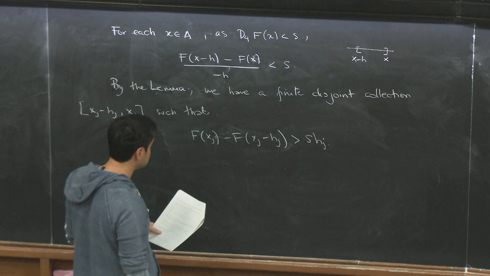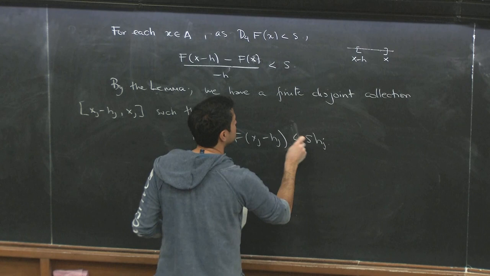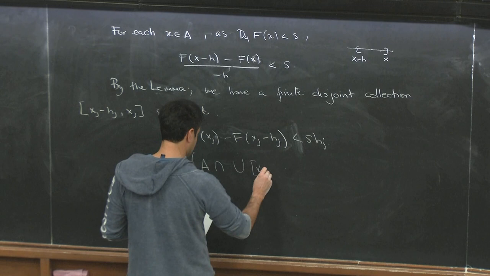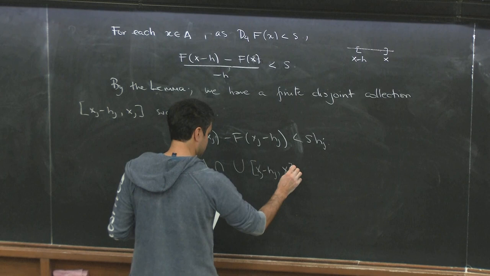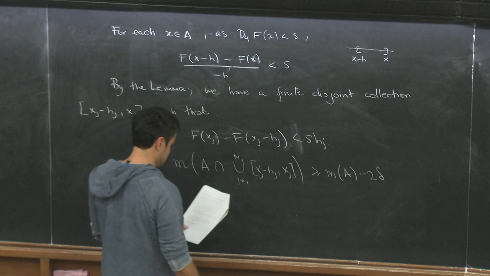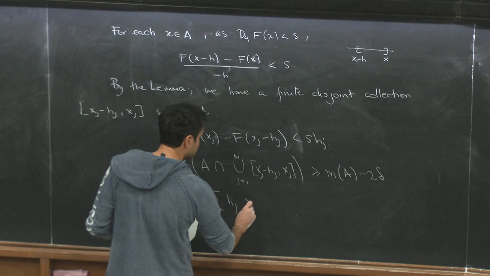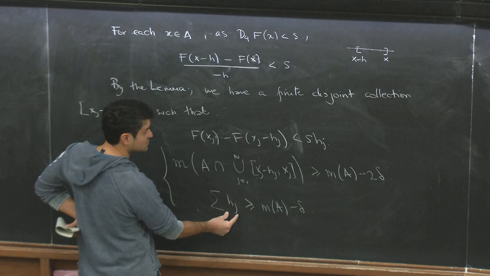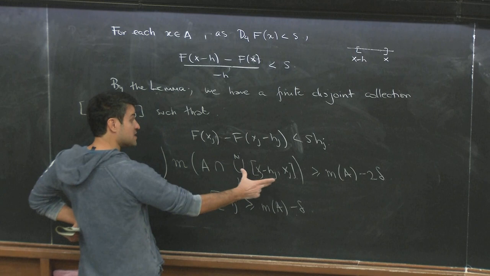I just multiply; this fraction is the same. Multiply by minus 1, you get this is less than this. And such that the measure of A intersection the union of these intervals xj minus hj, xj, j from 1 to n, is bigger or equal than m of A minus 2 delta. And the sum of these hj's is bigger or equal than m of A minus delta. So you get these two conditions from the Vitali covering: the sum of the measures of these disjoint intervals wins against the measure of A minus delta, and A intersection these wins against the measure of A minus 2 delta. And this is the condition defining the limit.